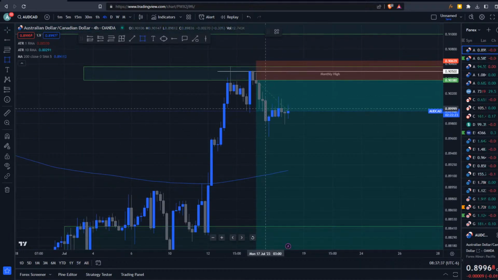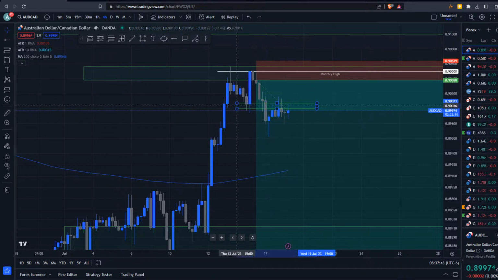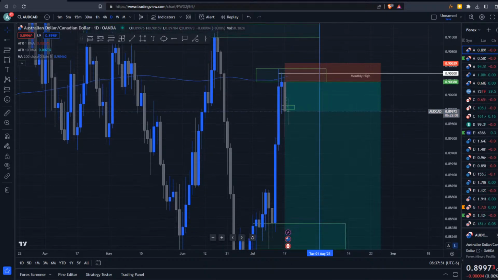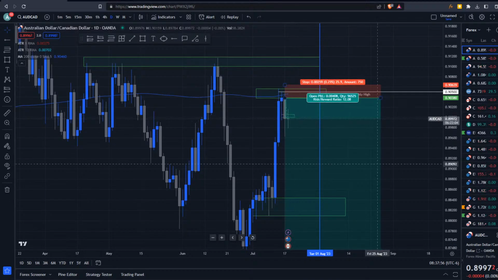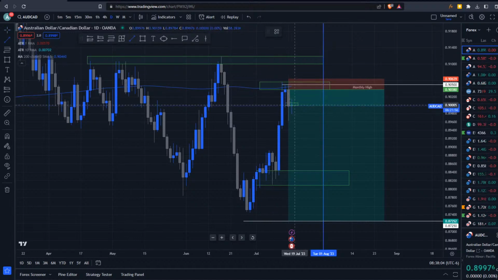Got a 4-hour supply area here. Can even condense this, put this here. About 6 hours left in the day. It's kind of printing a doji right now though, so this is the end of the month marker here. I would say we are definitely good to target lower.